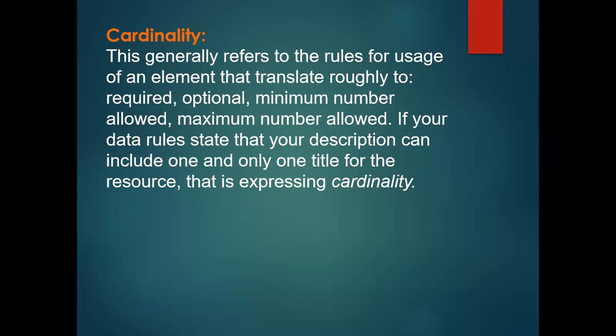You can simply understand it by saying that there are four types of data we use in a database: required data, optional data, minimum number allowed, and maximum number allowed. So if your data states that your description can include only and only one title for the resource, that is expressing cardinality. In this way, we express cardinality.